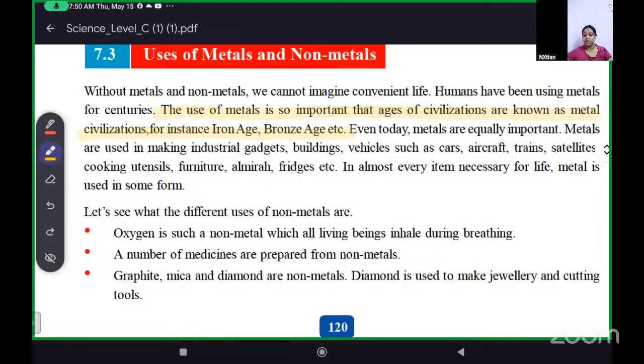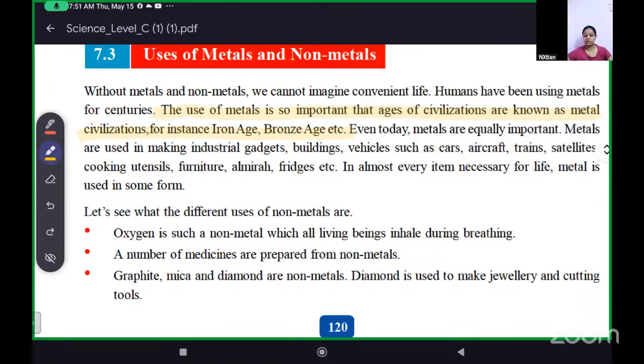Now, even today, metals are equally important. Metals are used in making industrial gadgets, buildings, vehicles such as cars, aircrafts, trains, satellites, cooking utensils, furniture, almirah, fridge, etc. In almost every item necessary for life, metal is used in some form. So metal uses are very important in making numerous things, that you can write.